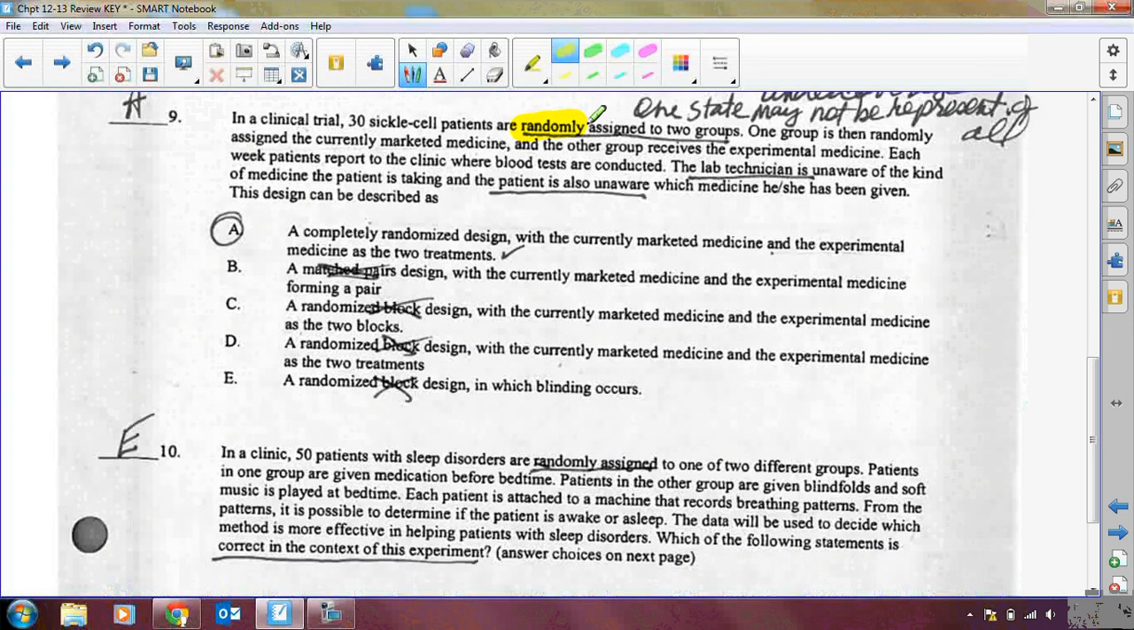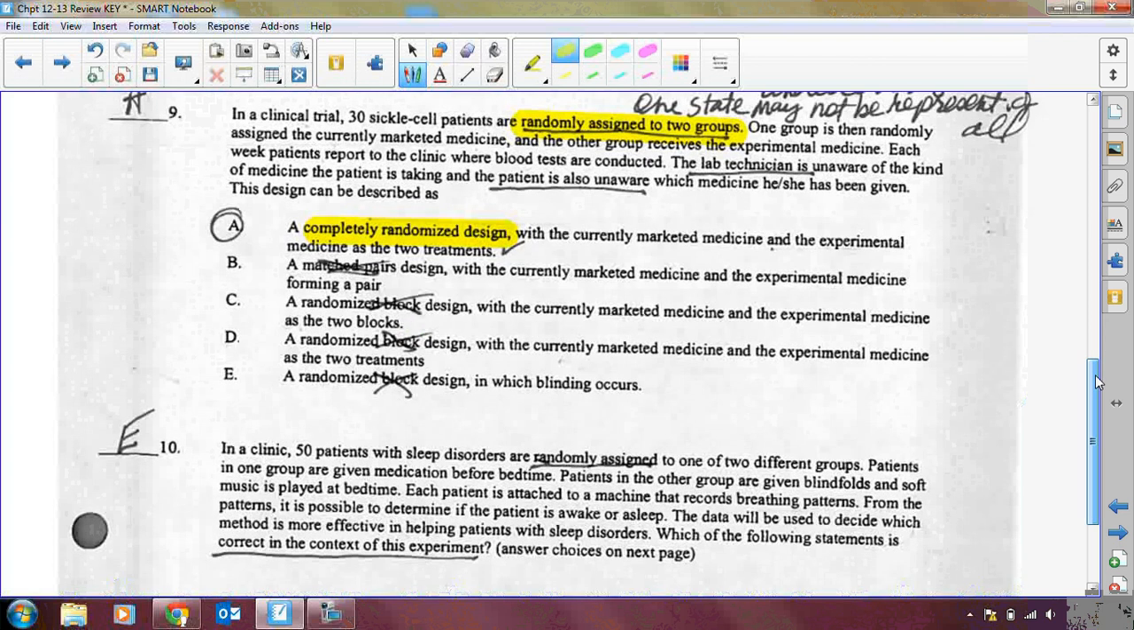All right, next, number 9, they were randomly assigned. The 30 patients went straight into the treatment groups of the currently marketed medicine and the other experimental medicine. So going straight into the treatment groups is the completely randomized design. Matching pairs or blocking would be involved if, for example, you separated them by age or paired up patients based on qualities such as race, age, and so forth.